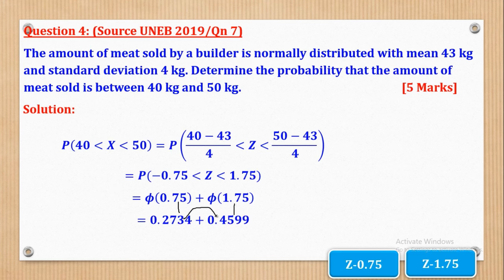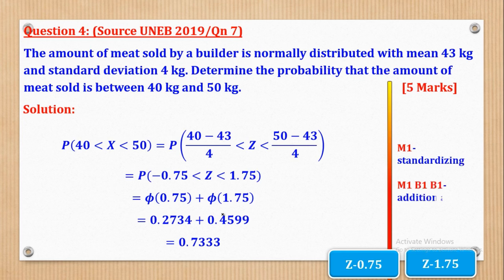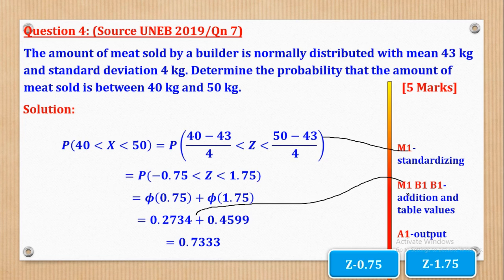Then when we add these two, we shall get the required probability, which is 0.7333. So basically, that's what they wanted. Now let's see how much can be awarded. M1 for standardizing, and this M1 is for addition, given at this point, adding these two, knowing that you are supposed to add. B1 for obtaining this table value correctly, and another B1 for reading this table value correctly. Then A1 for the output after addition.